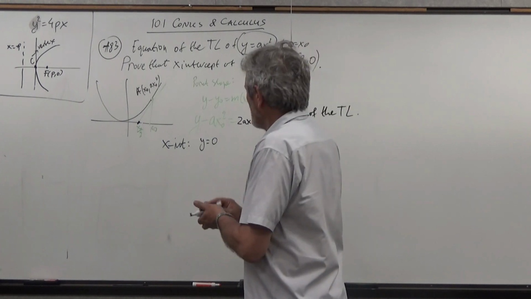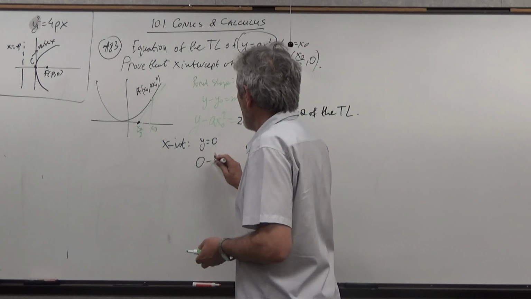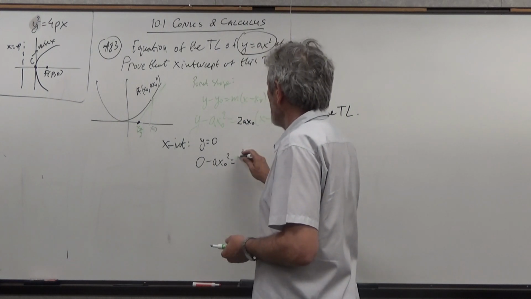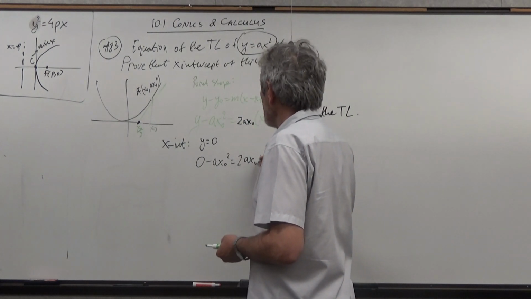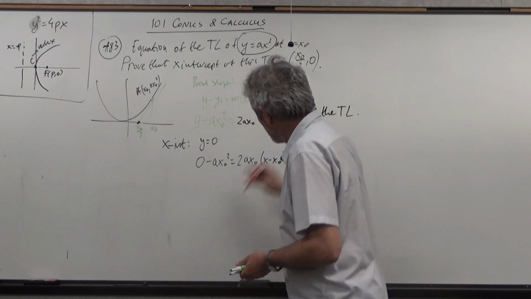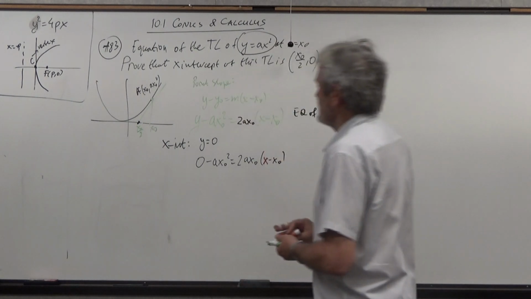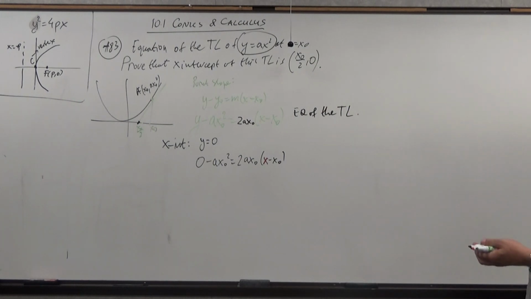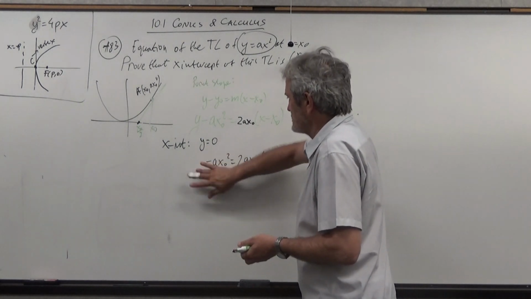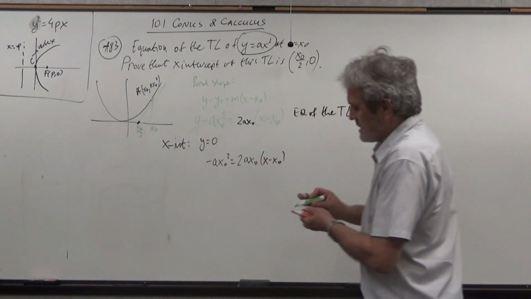So I get 0 minus ax0 squared is 2ax0 times (x minus x0). I need to solve for this x. That's my x-intercept. And then what do I do? So if a is not 0, and it's not, if it's really a parabola, then, since 0 minus it, I can erase the 0, then a and a cancel out.